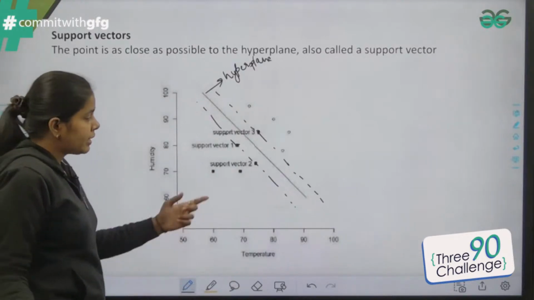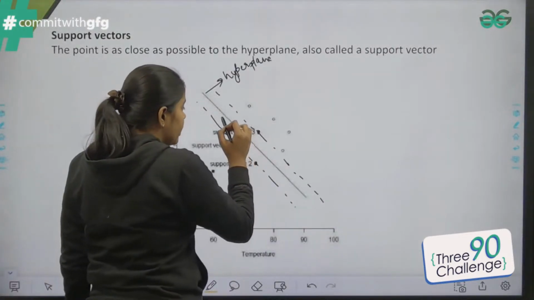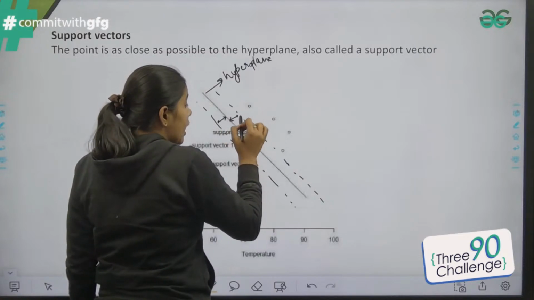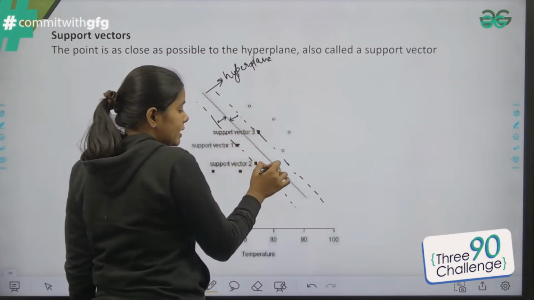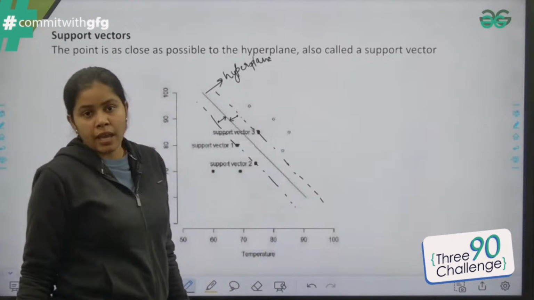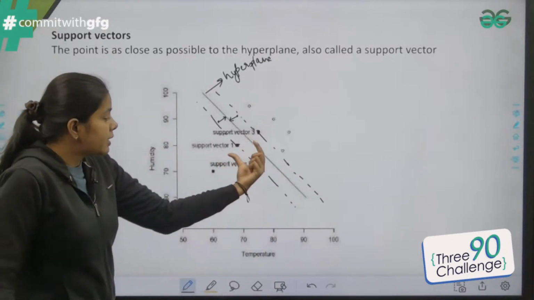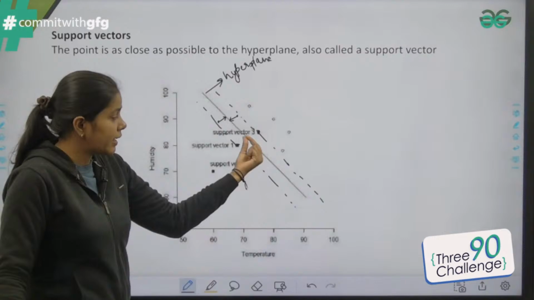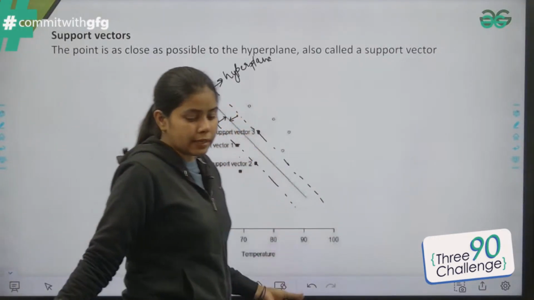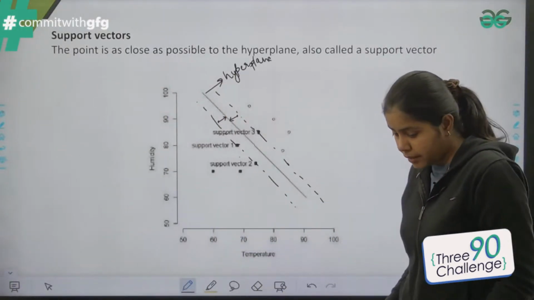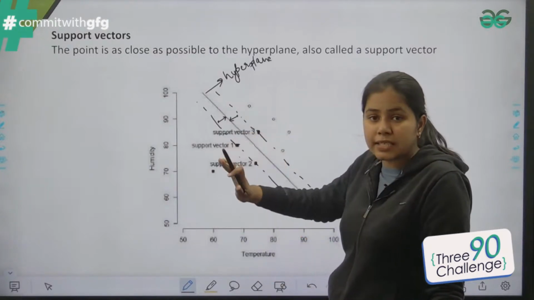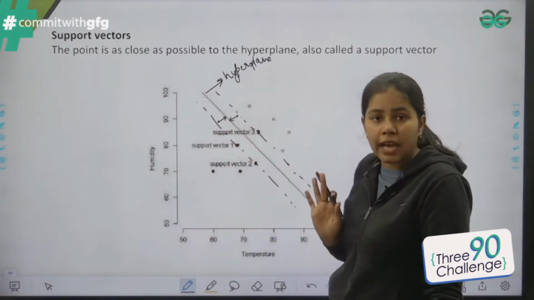Now you can see what I'm doing here. Let's say this is some distance and this is some distance. I want to maximize this distance using this hyperplane and the support vectors. If I maximize this distance, I'll get the best hyperplane, right? And this distance we call the margin. Margin is the distance between the support vectors and the hyperplane.